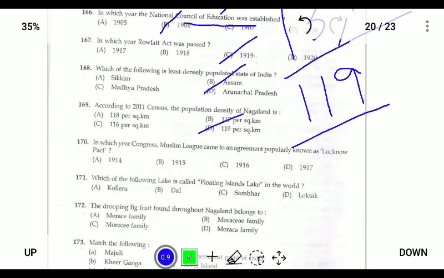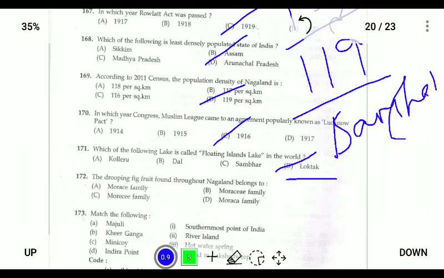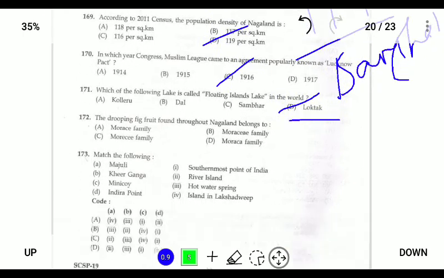In which year did the Muslim League come to an agreement known as the Lucknow Pact? The Lucknow Pact was signed in 1916 between the Muslim League and the Congress. The Congress was led by B.G. Tilak. Which of the following is known as a floating island lake? The Loktak Lake is also known as a floating island lake, and it is located in the state of Manipur. This Loktak Lake is famous for a species of deer known as the Sangai deer, which is a unique type of deer found in the Keibul Lamjao National Park.